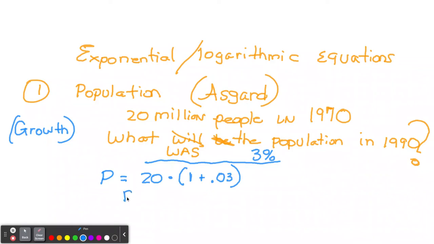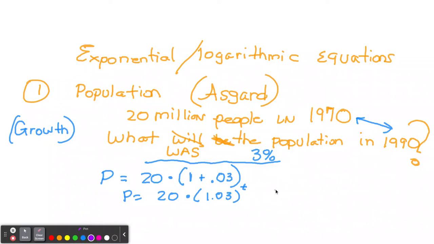So we can rewrite this. The population is going to be 20 times 1.03. And the thing we're missing now is the t, the time. Well, we know the time, because from 1970 to 1990 was 20 years. So now we can fill in 20 for t.